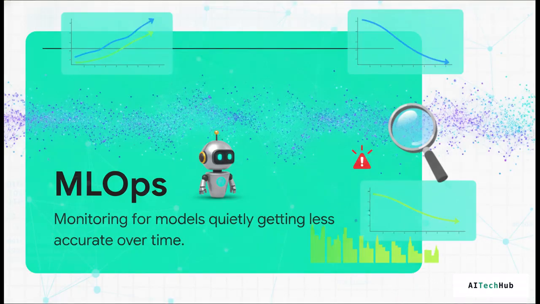And that brings us to a challenge completely unique to AI, MLOps. See, normal software either works or it crashes, but a deployed machine learning model can look perfectly healthy while quietly getting less and less accurate over time, because real-world data and user behavior are constantly changing. MLOps is uniquely necessary to monitor for and catch these hidden accuracy drops that normal monitoring simply never catches.